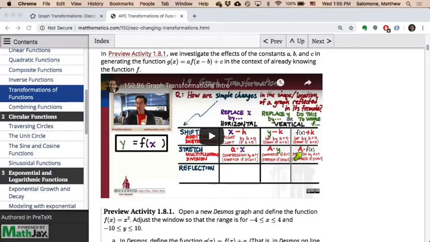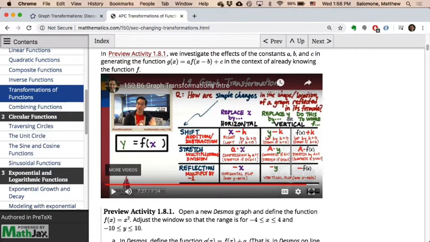So the topic that we're tackling together today is the topic of graph transformations. This is in section 1.8. If you had a chance to look at the preview activity that's there, I posted this introductory video beforehand. And I just want to use the video real quick to point to the main organizing principle that we have in this section.